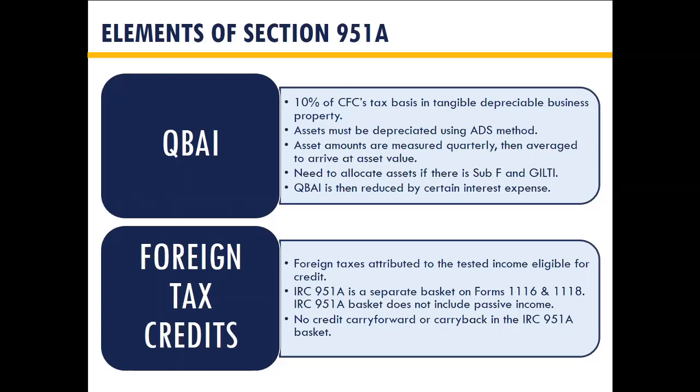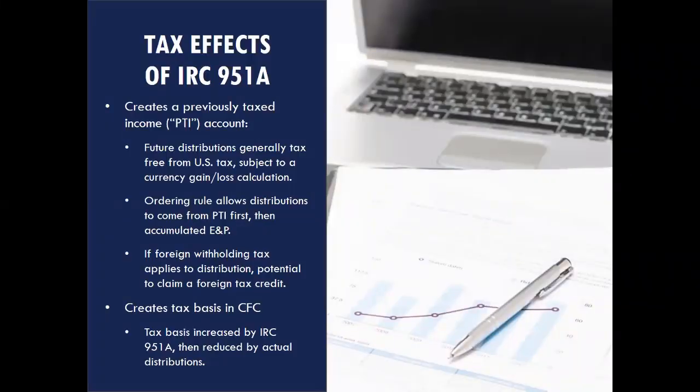The other thing with that GILTI basket is you don't carry back taxes that are in that basket, and you don't carry it forward either. And so you're really looking at it year by year and seeing, okay, am I able to use these taxes against my U.S. income associated with GILTI? And if the answer is no, then those just kind of go away. So what happens if we have GILTI?